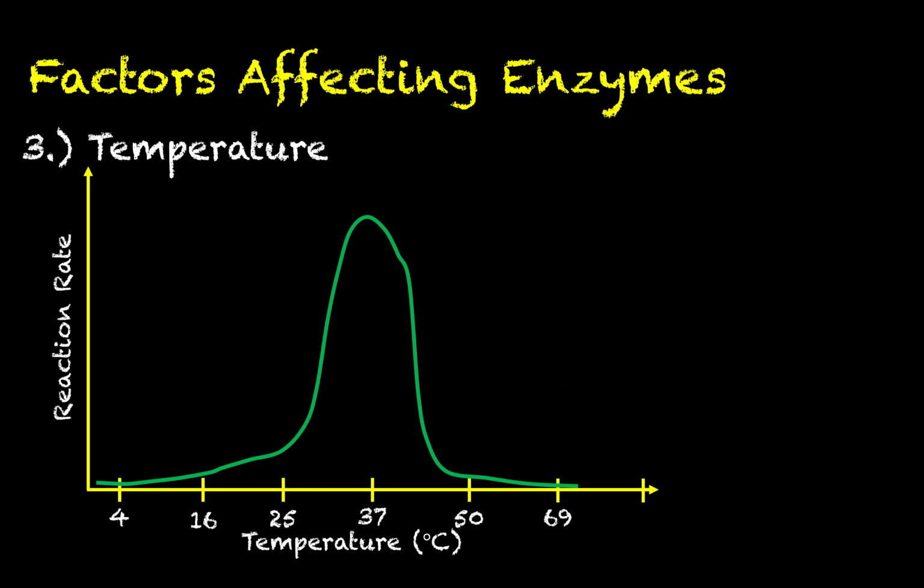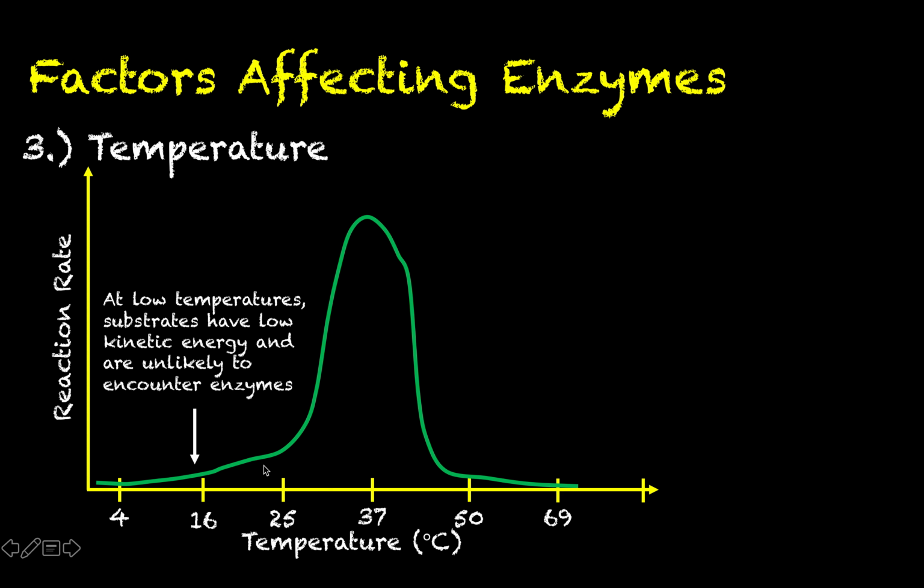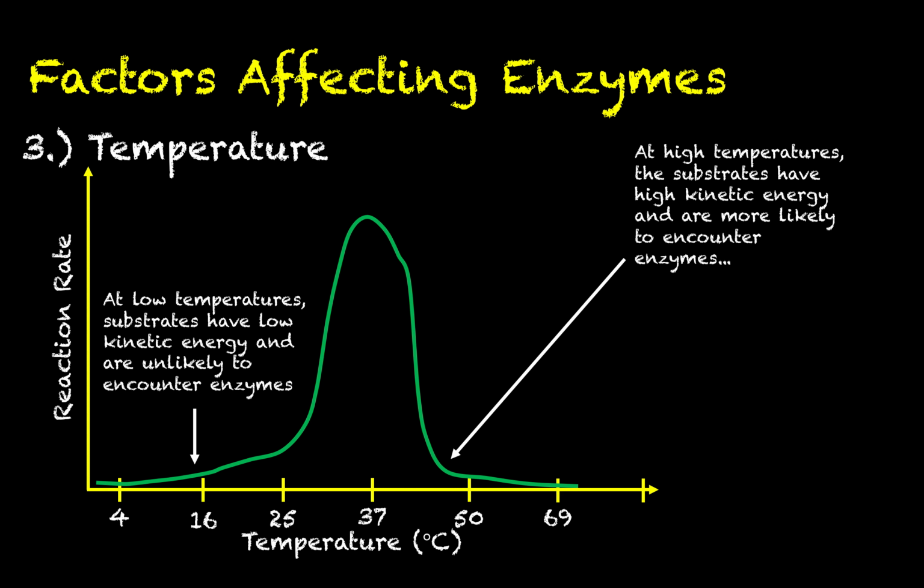So what you're looking at here is the relationship between the rate of the reaction, the amount of reactant that gets converted to product over time, compared to temperature. At very cold temperatures, the substrates are going to have very low kinetic energy, meaning they're moving around very slowly, so slowly that they're not really likely to encounter enzymes. As you increase the temperature, you can start to see that the reaction speeds up. But if you increase the temperature too much, you can see the rate of the reaction starts to suffer again. At high temperatures, the substrates have a lot of kinetic energy and they're moving around really fast, so those substrates are a lot more likely to encounter enzymes.